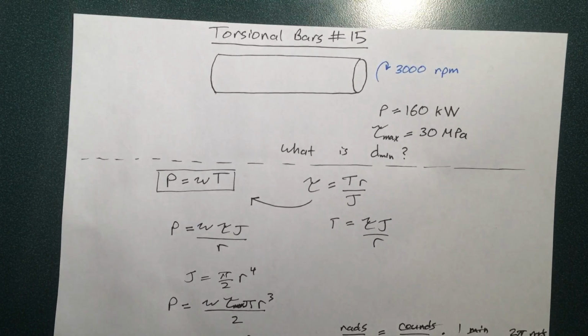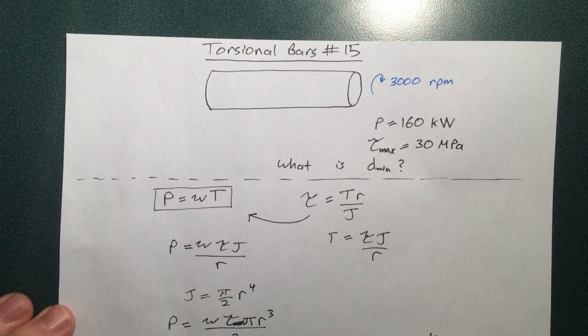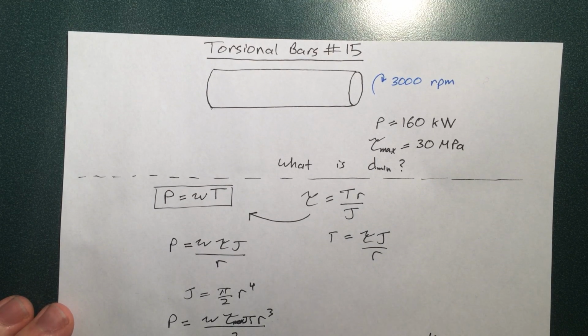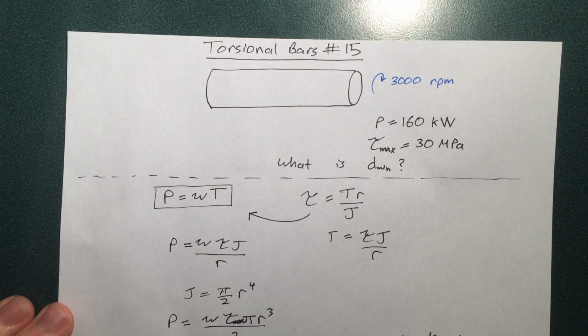Hope this video helped you out somewhat. Any other torsional bar problem that I've seen is relatively straightforward. It's just a matter of juggling the units and juggling the symbols.